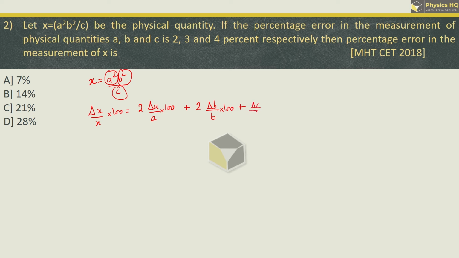यहाँ पे आ जाएगा delta c upon c into 100. So you get 2 into percentage error in a is already given as 2. 2 into percentage error in b is given as 3 and percentage error in c is 4. तो ये हो जाएगा 2 2 is 4 plus 6 plus 4 which is 14%. So the correct option is option B. Hope you all understood this. Next sum देख लेते हैं.